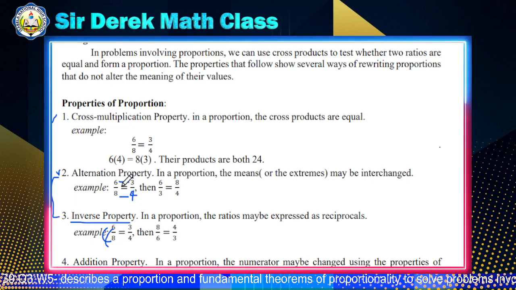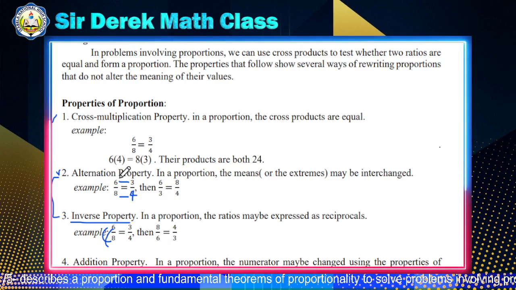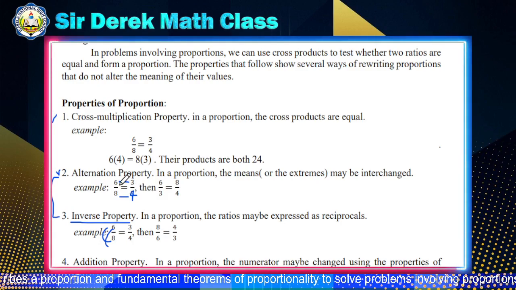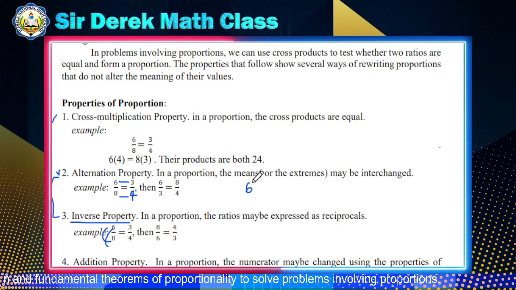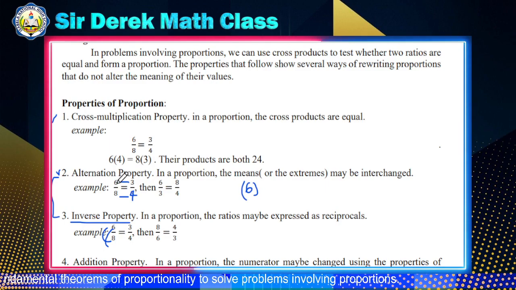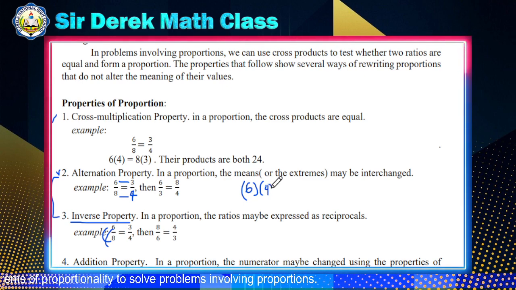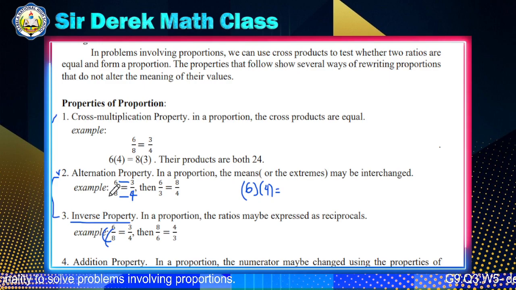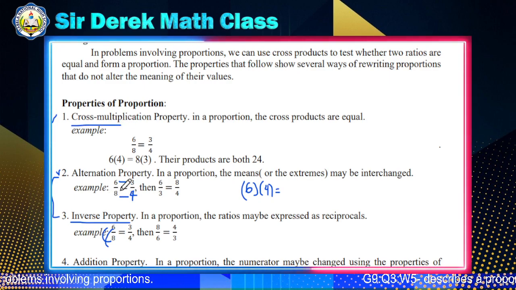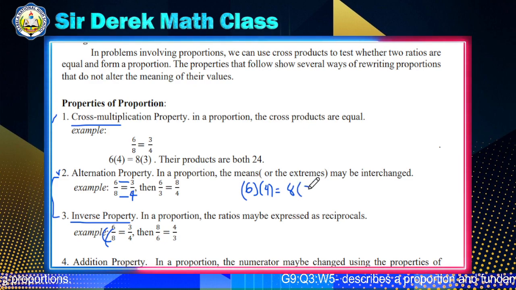Why? Bakit may alternation? Okay. Tignan nyo maigi ito. If we will do cross multiplication, so if we cross multiply that, we will get 6 times 4. Equal pa natin na 6 times 4. That is equivalent to cross multiply din natin ito. So we will use the cross multiplication. So 8 times 3, magiging 8 times 3.